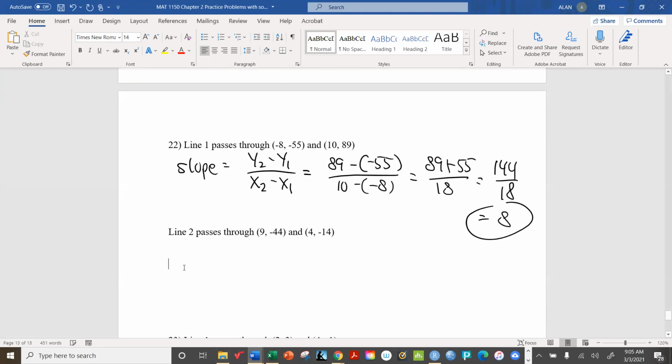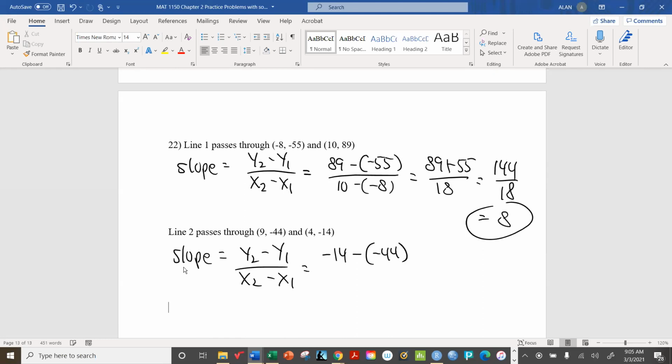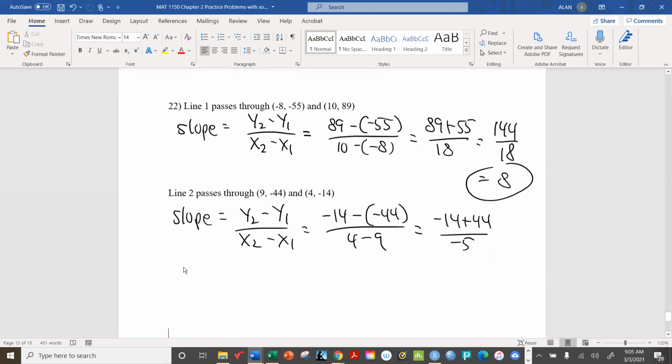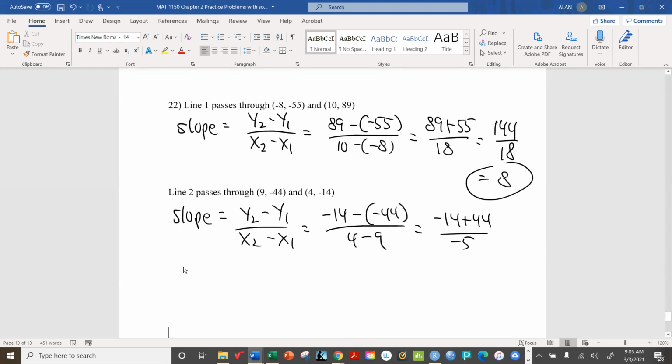Now, how about this one? So as usual, the slope is y2 minus y1 over x2 minus x1. So we have negative 14 minus negative 44 over 4 minus 9. Okay, so what do we have here? Oh, this one looks pretty good.